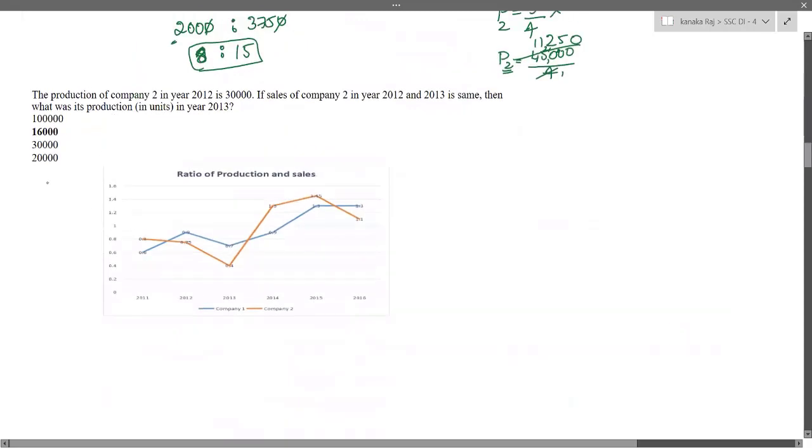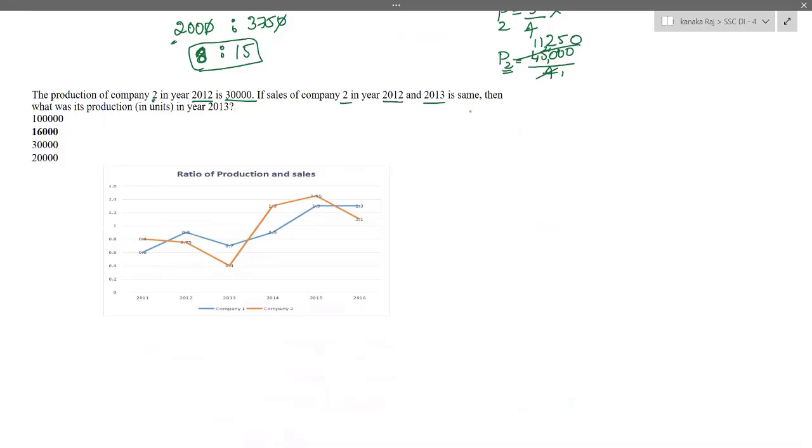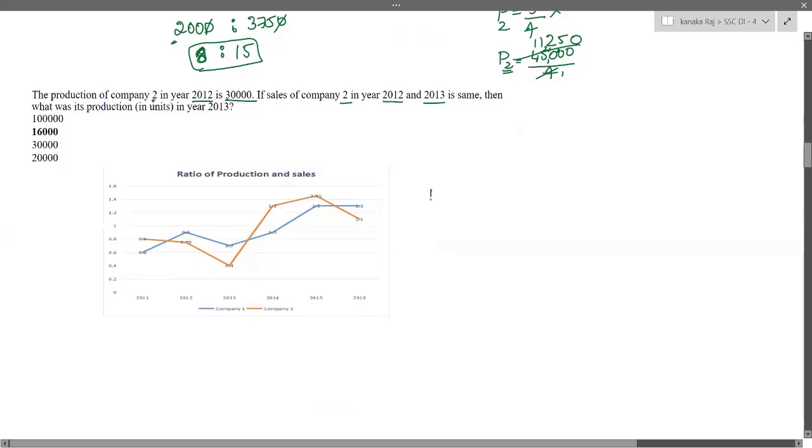What do they say? The production of company 2 is 30,000 in the year 2012. If the sales of company 2 in the year 2013 remained same, then what is the production in 2013? So what do we need to find out? We need to find out the production in the year 2013. So how do we find out the production in the year 2013? By finding out the sales in 2013.